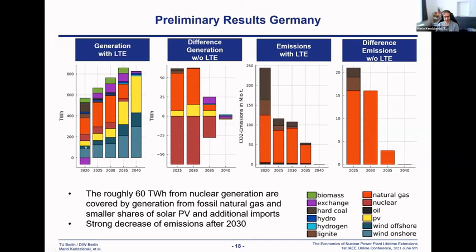We see that due to the high emission price, even in 2025, a large share of coal and lignite has vanished and been replaced by natural gas and also renewables. And if we take a look at the right side, we see the difference in generation without these lifetime extensions, so actually the status quo in that case. We see that the 60 terawatt hours from the nuclear power plants is replaced mainly with natural gas and some PV.